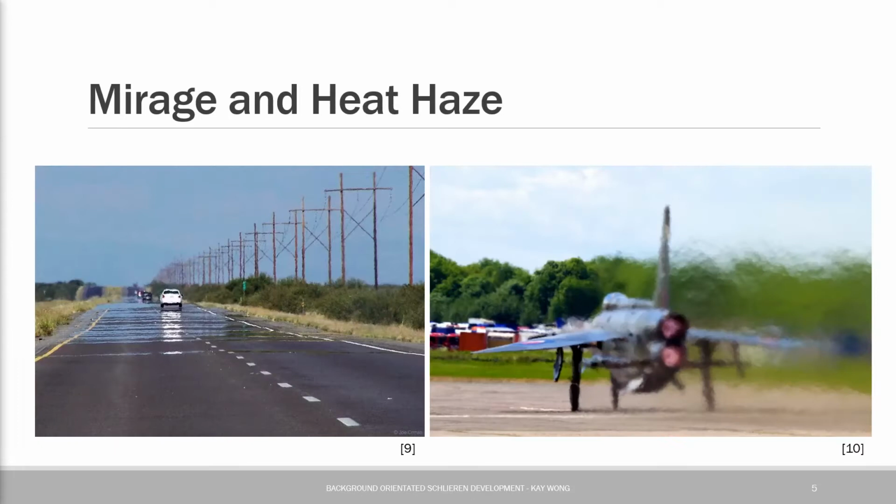BOS acts similar to the optical illusions of mirage and heat haze. You may have seen this while driving on a hot summer's day. Parts of the road appear as pools of water or mirror-like and reflect a distant object. The effect can also be seen from the exhaust of a jet engine, and in this image, distant trees appear to be distorted when looking through the hotter, less dense air.